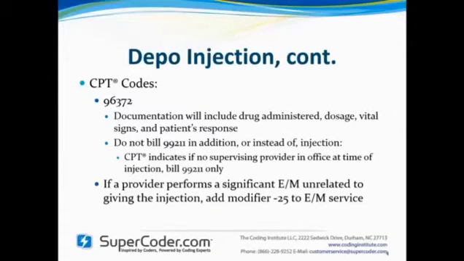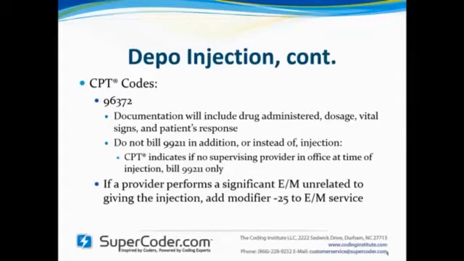96372 is your injection code, and you use that whether it's the sub-Q lower dose or the IM injection. Your documentation in the record should include what the drug was injected, how much was it, what were the vital signs of the patient prior to giving this, and what's the patient's response to the injection. The reason I'm telling you this is because the next step is that the code 99211, which is what we call the nurse visit, is never billed in conjunction with 96372.